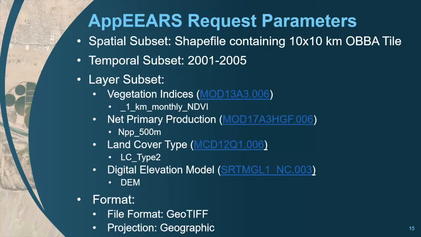For the spatial subset, we will use just one of the 10 by 10 kilometer Ontario breeding bird atlas grid cells used in the study for the same years as the OBBA bird count for the layers aforementioned. Here we will set our output file format to GeoTIFF and reproject all of the data into Geographic Coordinate Reference System.